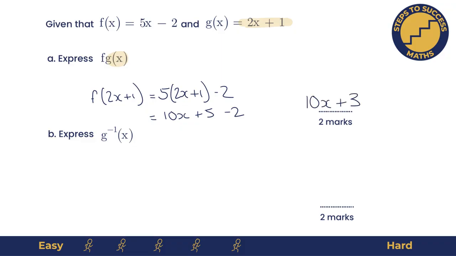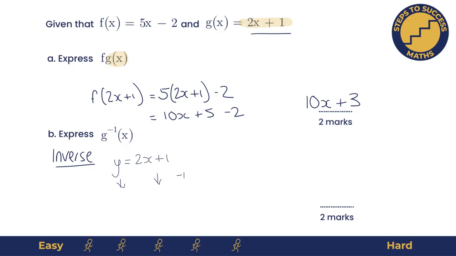And now we're going to find g to the negative 1 of x, which is the inverse function, the inverse of g of x. This is a little bit different. We call it y equals 2x plus 1. And then you want to swap it round. So what you actually want to do is make x the subject of the formula. So when you finish, it's going to say x equals something. And just do it like you'd solve an equation.